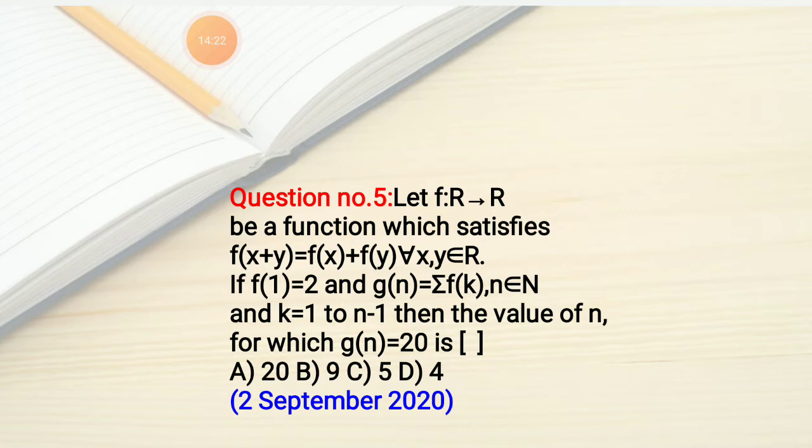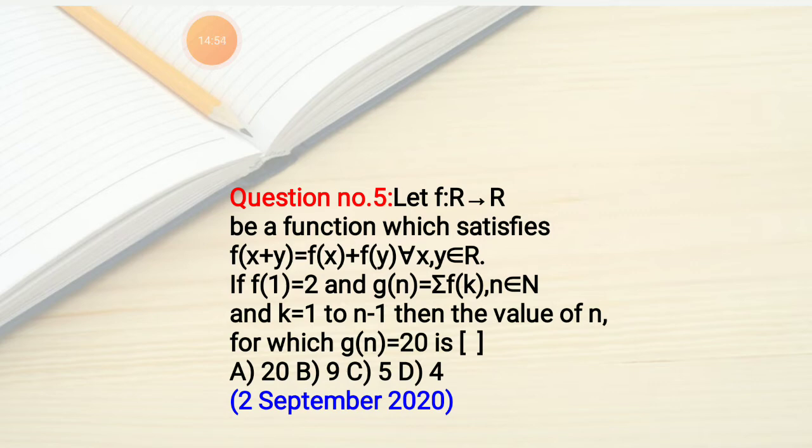Let f be a function from R to R which satisfies f of x plus y equal to f of x plus f of y for all x, y belonging to R. It is given f of 1 is 2 and g of n is the sum of f of k, n belongs to N, k runs from 1 to n minus 1. We have to find the value of n where g of n is 20. The basic idea here is we substitute x equal to 1, y equal to 1, so that f of 1 plus 1 is f of 1 plus f of 1.